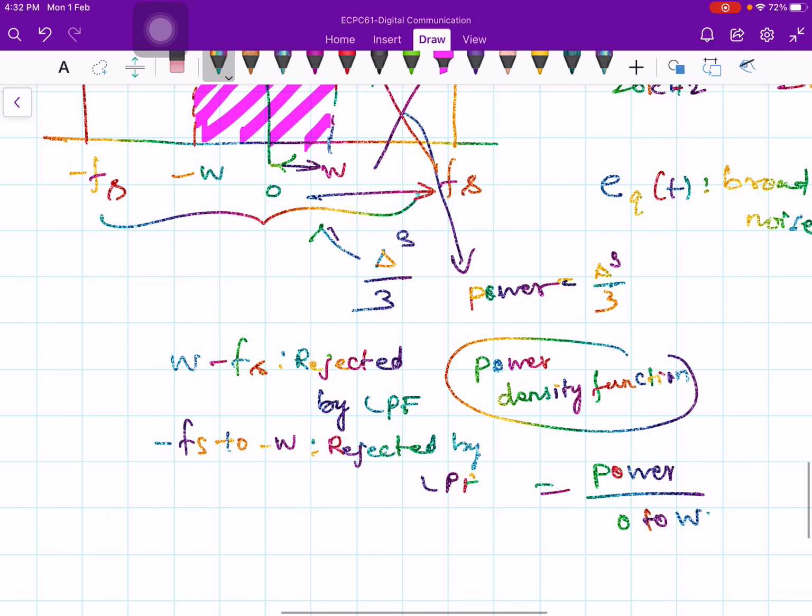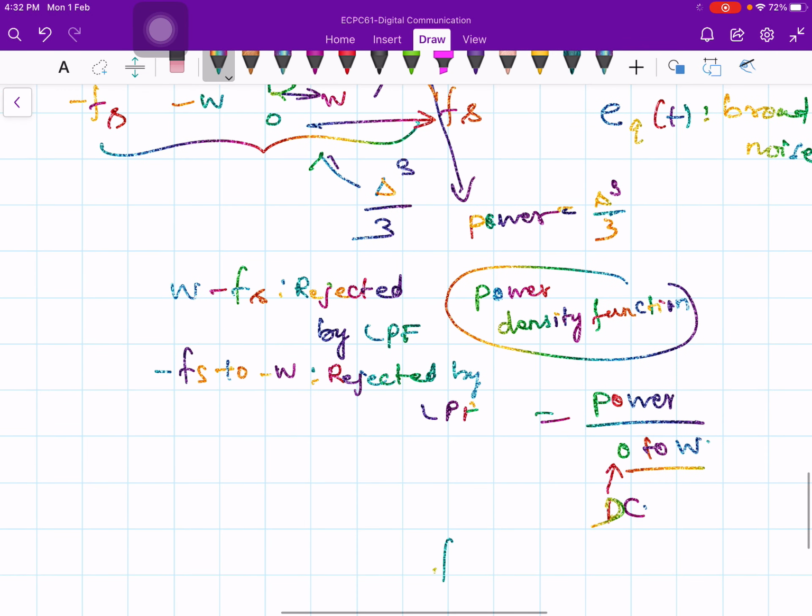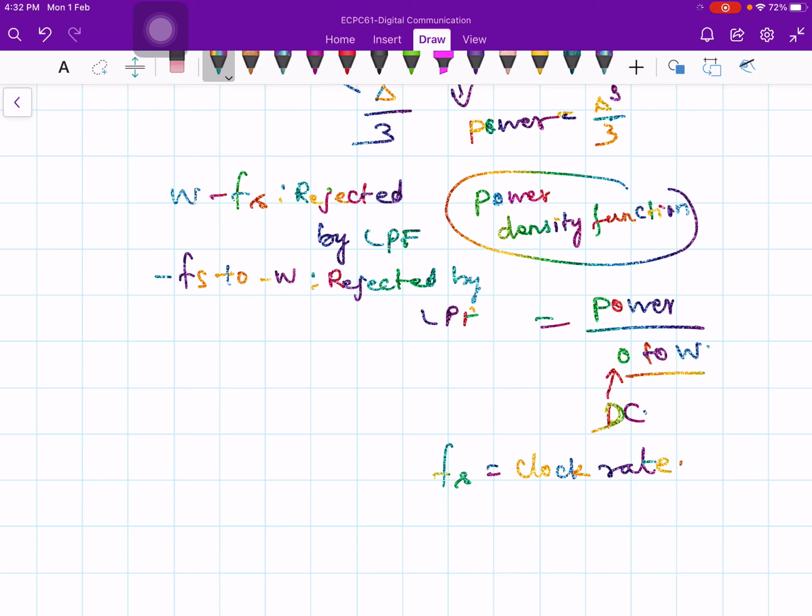Okay, so in order to calculate the power density function between 0 to W, I mean 0 means DC, right? 0 hertz means DC, and W. I need not consider 0 to fs, but I need to consider 0 to W, where fs is the sampling frequency or the clock rate of the delta modulator. I only need to consider 0 to W, where W is the maximum frequency of the message signal. Therefore, how do you find the power spectral density function?